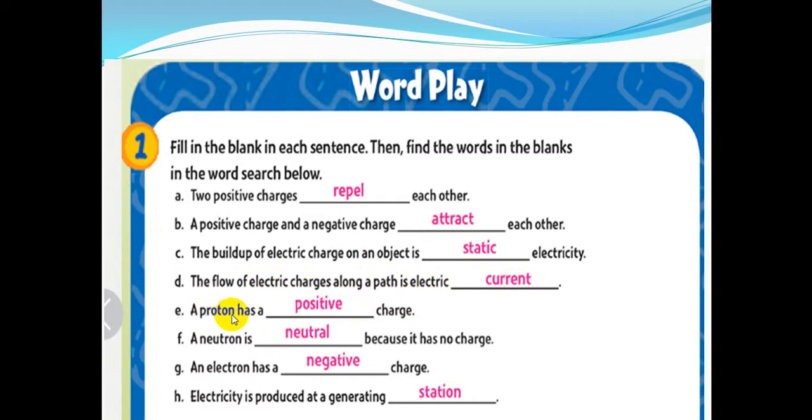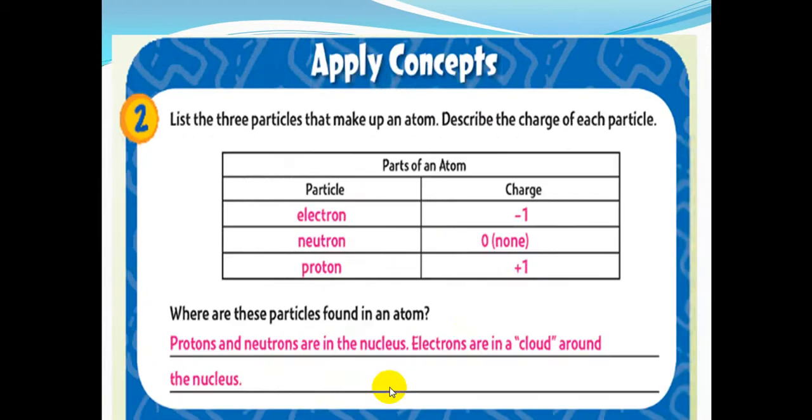E, a proton has which charge here? A positive charge. But a neutron is neutral because it has no charge. An electron has a negative charge. And the last one, electricity is produced at a generating station. Question number 2, list the three particles that make up an atom. Describe the charge of each particle.